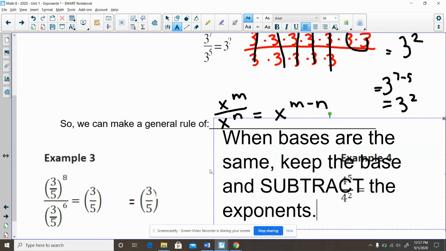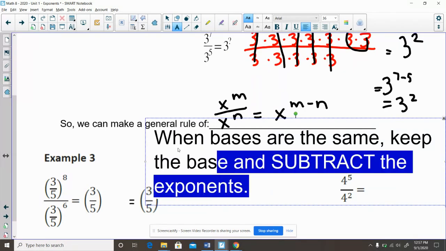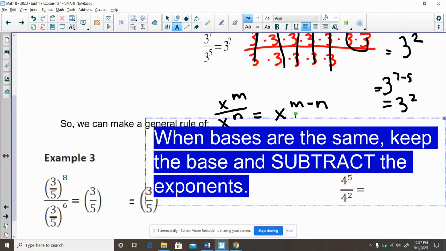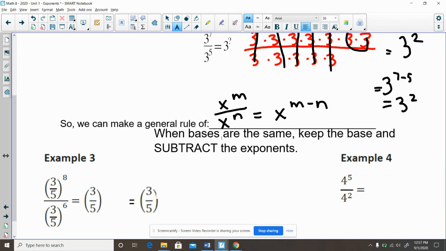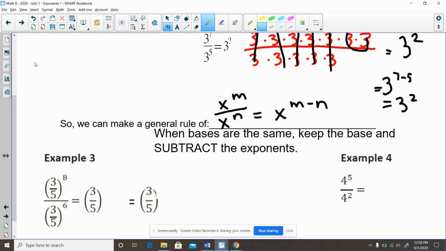Okay, so when bases are the same, you keep your base and subtract your exponents. Now, this is very similar to our other rule, when you're multiplying. A way to remember these rules is an acronym called MADS. So MADS, what that would stand for is, one second, let me get my pen going here. M is when you're multiplying.